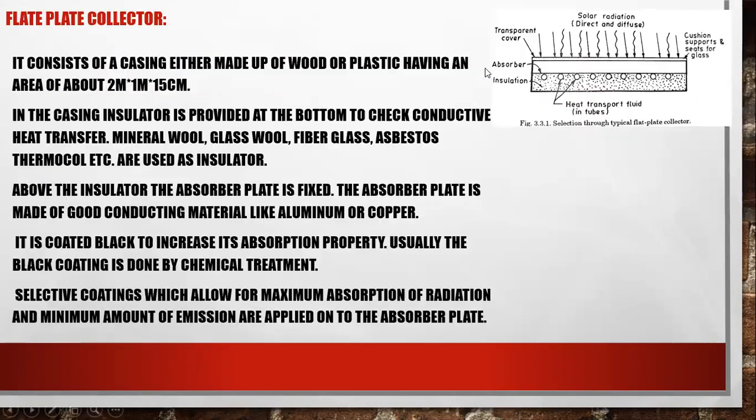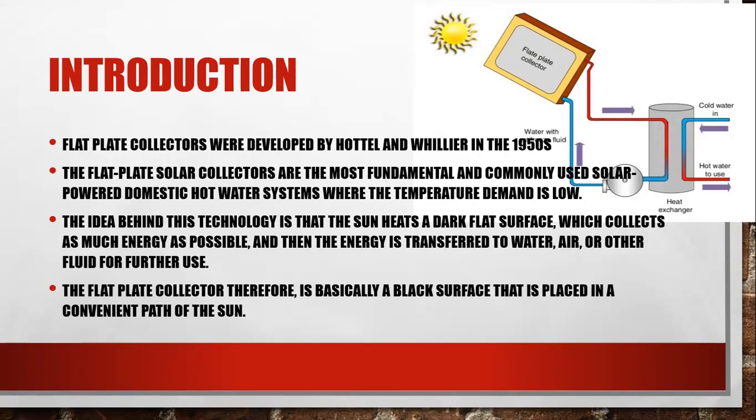which collects as much energy as possible, and the energy is transferred to water, air, or another fluid for further use. A flat plate collector is therefore basically a black surface that is placed in the convenient path of the sun.